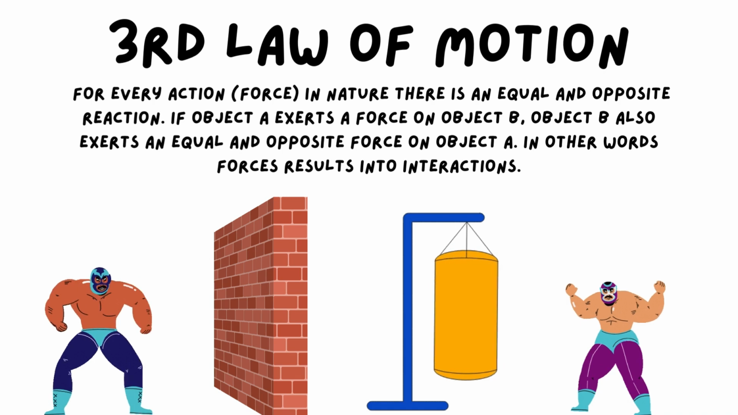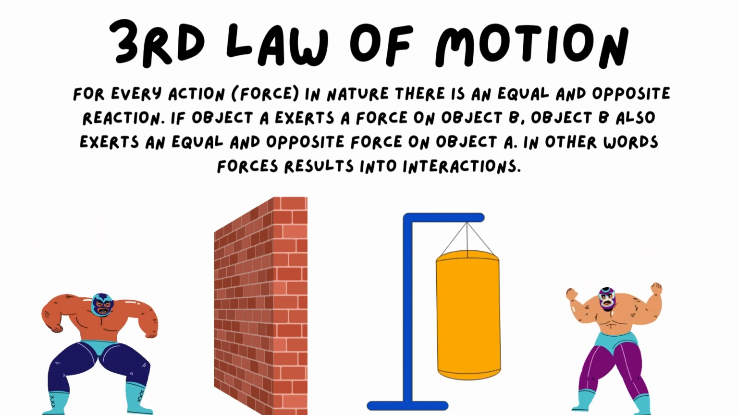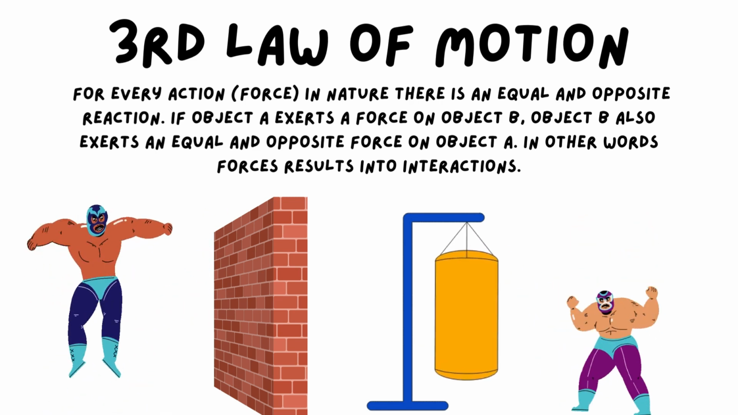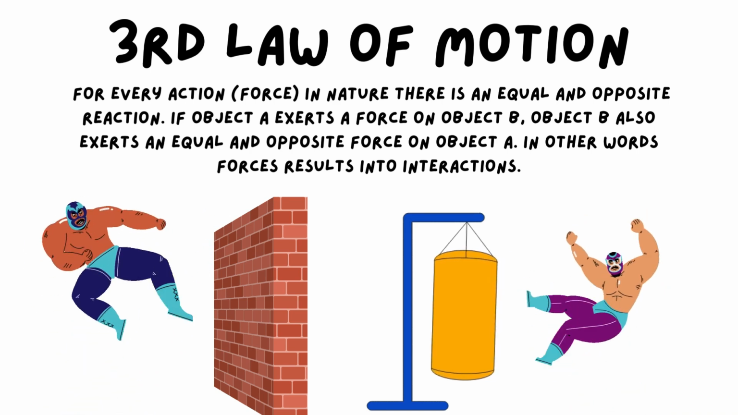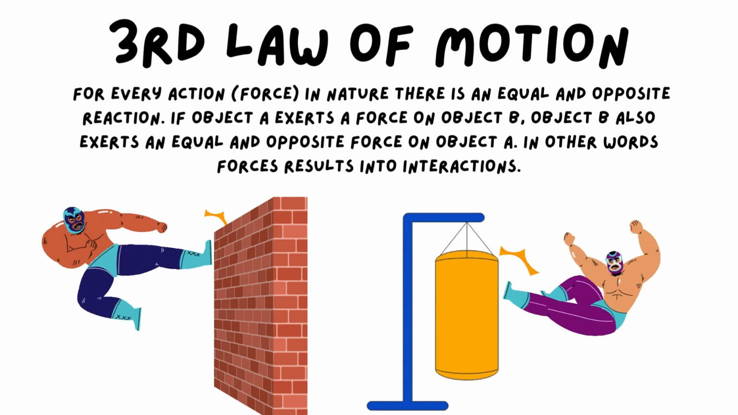Third law of motion. For every action in nature, there is an equal and opposite reaction. If object A exerts a force on object B, object B also exerts an equal and opposite force on object A. In other words, force results in interactions.